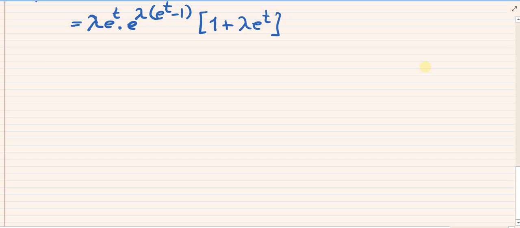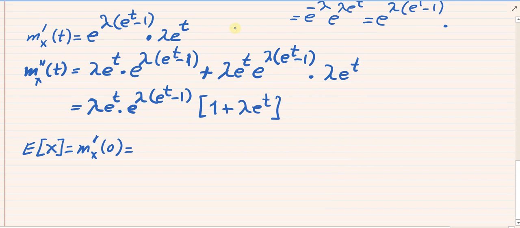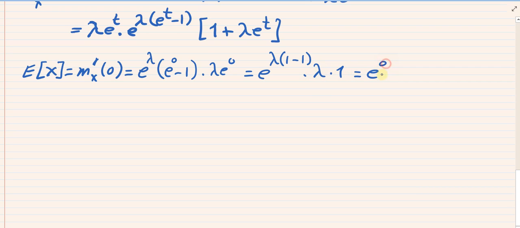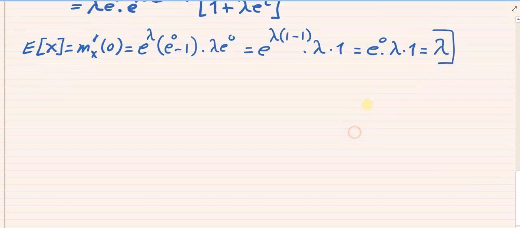Now that we've done this, actually the expectation is going to be done very easily, right? The expected value of the random variable x is when m prime is evaluated at 0, and m prime is this expression here. Okay, so I'm actually plugging in a 0 for t in here, and when I do, I'm going to get e to lambda times e to 0 minus 1 times lambda e to 0, and this will give me e to lambda 1 minus 1 times lambda times 1. And that makes it e to 0 times lambda times 1, which is simply lambda. Okay, so there's the mean or expected value.